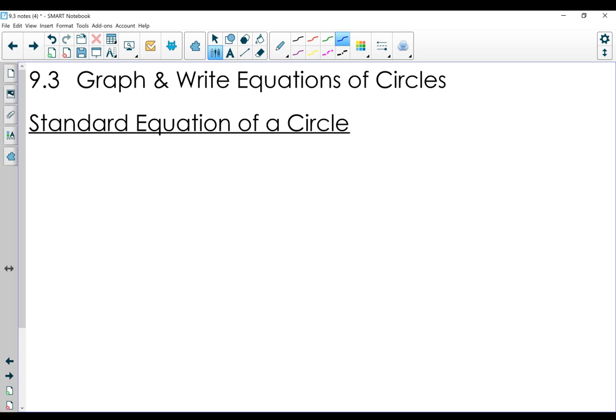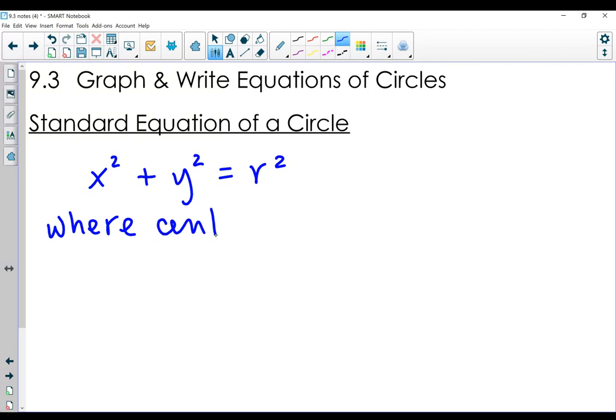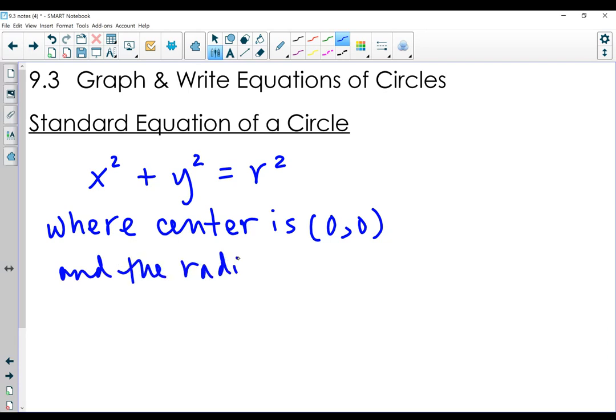9.3. Graph and write equations of circles. First, we'll look at the standard equation of a circle. The standard equation is x squared plus y squared equals r squared, where the center is 0, 0, and the radius is r.